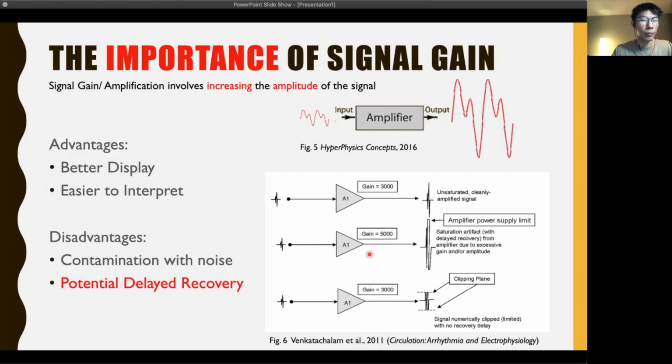And this can be problematic when we're looking at interval-based diagnosis, such as QRS intervals in the ECG that we just talked about. This is why we need to find a range for signal gains that are not too low to be visually interpreted and not too high to cause delay recovery.